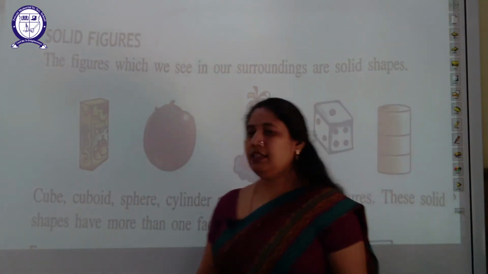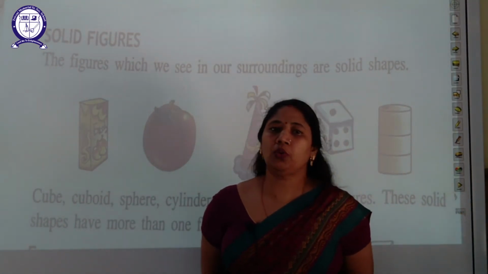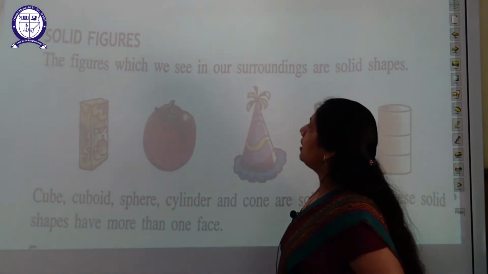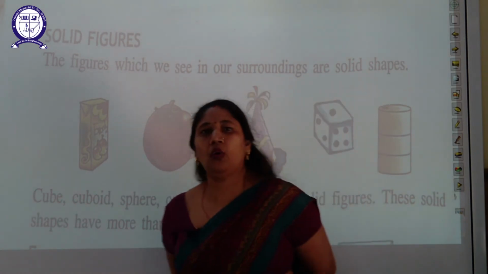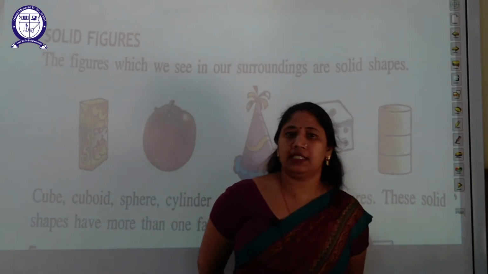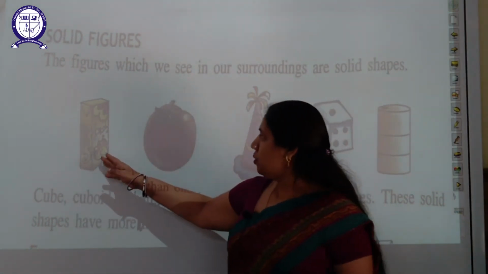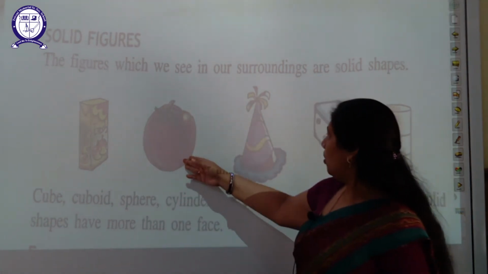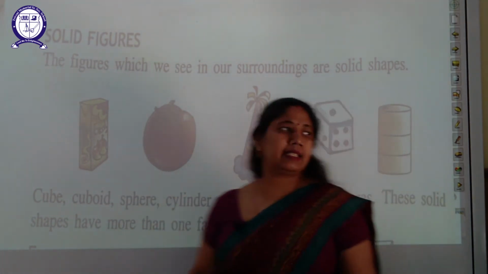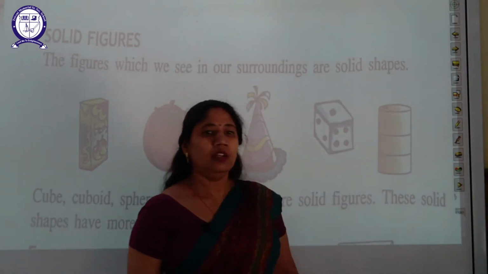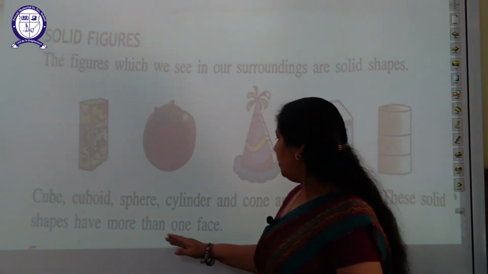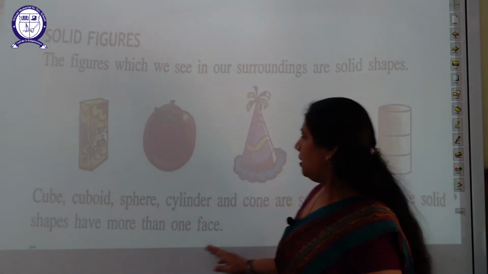Solid figures. So let's read about the solid figures, beta. The figures which we can see in our surroundings are called solid figures. Like a juice can, tomato, joker's cap, birthday caps, dice or tin. So these solid shapes have more than one face.